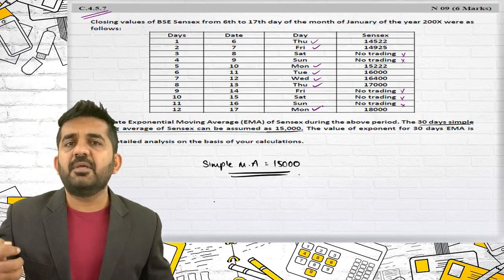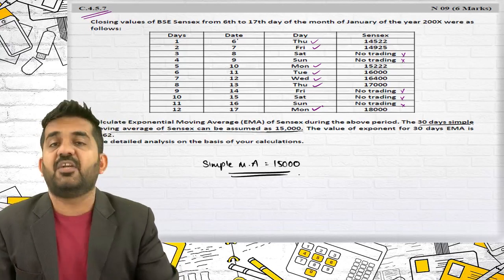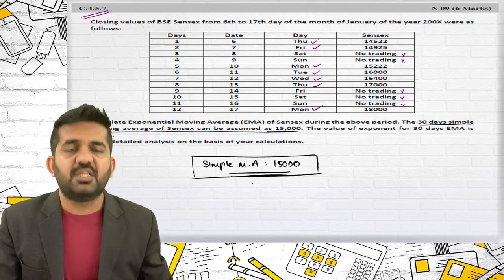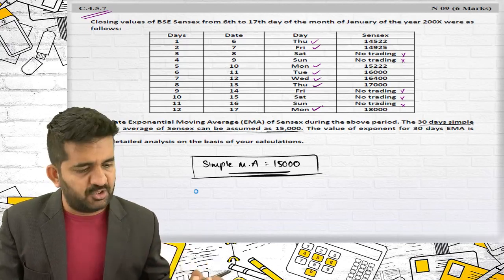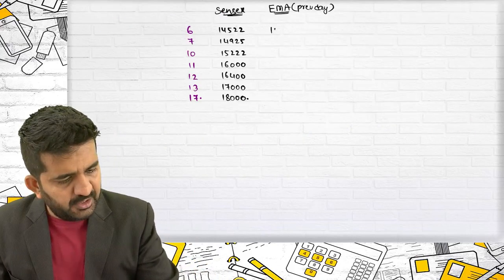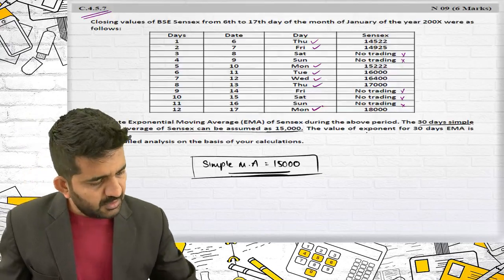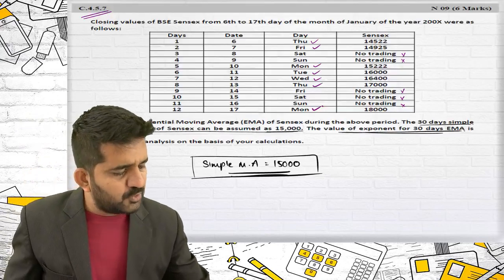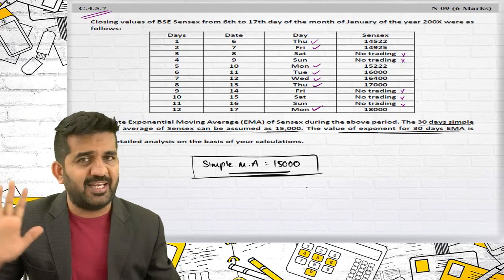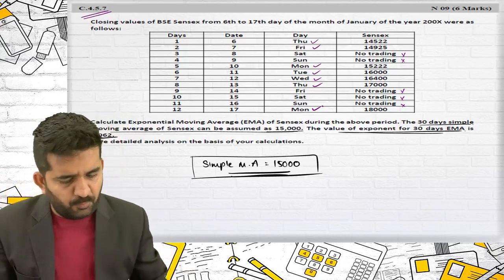See, EMA can be calculated on a continuous basis, but we don't know what is EMA of date 5. Is it all right? So let me take the simple average, which is nothing but exponential moving average of the previous day. So here EMA of previous day is 15,000. The value of the smoothing exponent. What is smoothing exponent? I'll explain once we go to application. Right now understand it is 0.062.